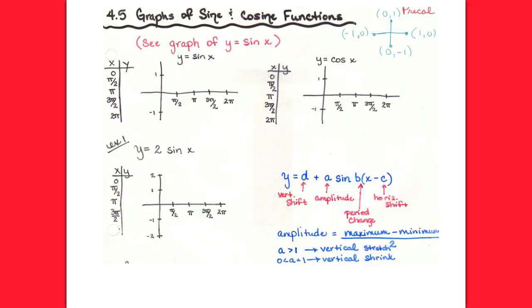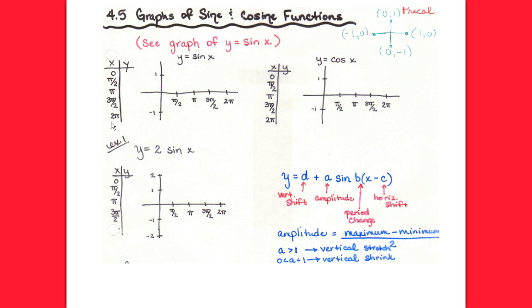So for the first one, when they say graph y is equal to sine x, instead of making a table that's got 20 different values in it, here's those same values that we were just talking about: 0, pi over 2, pi, 3 pi over 2, and 2 pi. Those are those boundary markers in between the quadrants.